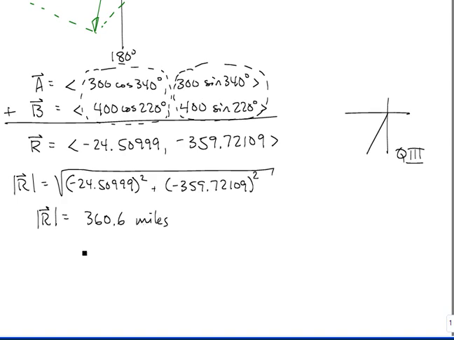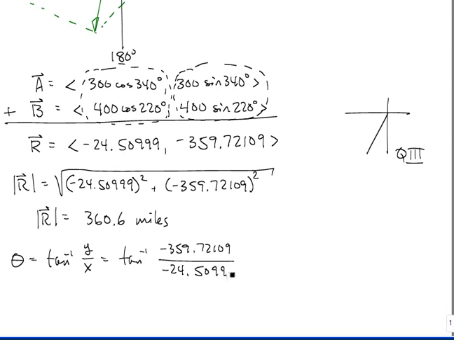The next thing I will find is the angle theta for vector r. So it's the inverse tangent of y over x, which is the inverse tangent of the negative 359 over the negative 24. And when you put that in your calculator, you get 86 degrees.